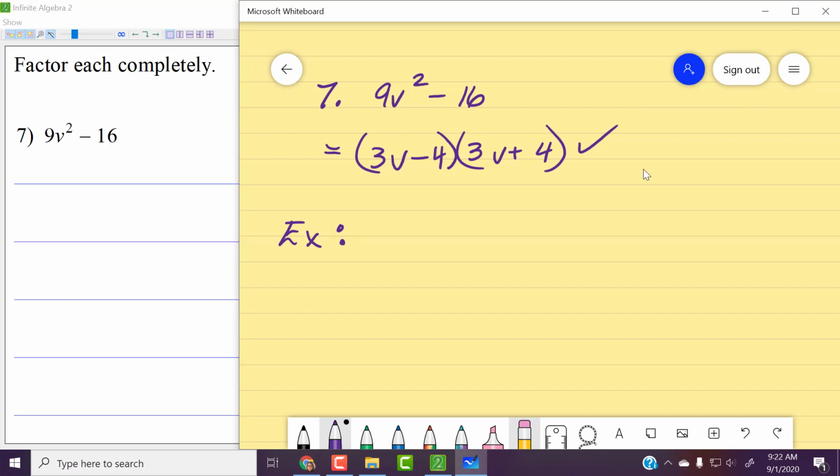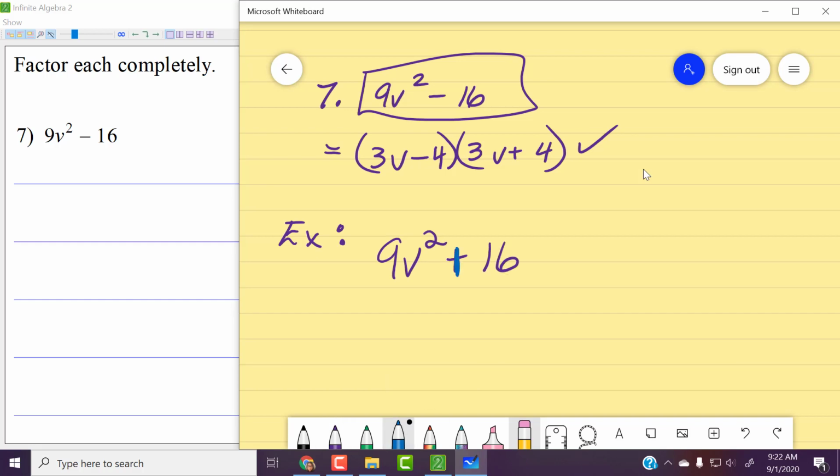Now, here's an additional example that I just want to talk to you about real quick. In this example, it says 9v squared minus 16. That's the difference of squares. But I want you to keep in mind that if you get a problem like this, so what's the difference? There's a plus sign. This is not difference of squares.